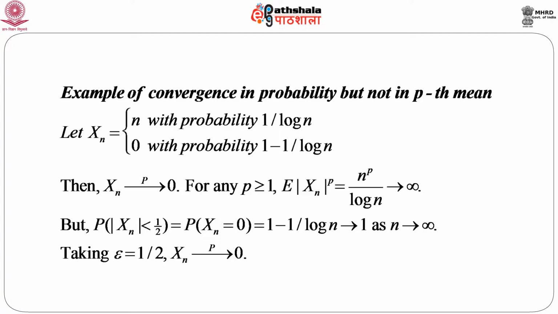That means it does not converge in L^p. But the probability that |Xn| is less than half equals the probability that Xn equals 0, because for n equals 1 this takes 0 or 1, for n equals 2 this takes 0 or 2, and so on. So, when |Xn| is less than half, it satisfies only one value of Xn, that is Xn equals 0, with probability 1 minus 1 by log n, and this goes to 1 as n goes to infinity. Now, instead of taking half, we can take epsilon. Just take epsilon equals half, we get Xn goes to 0 in probability. So, this implies that we have a sequence of random variables which does not converge to some random variable in L^p, but it converges in probability.